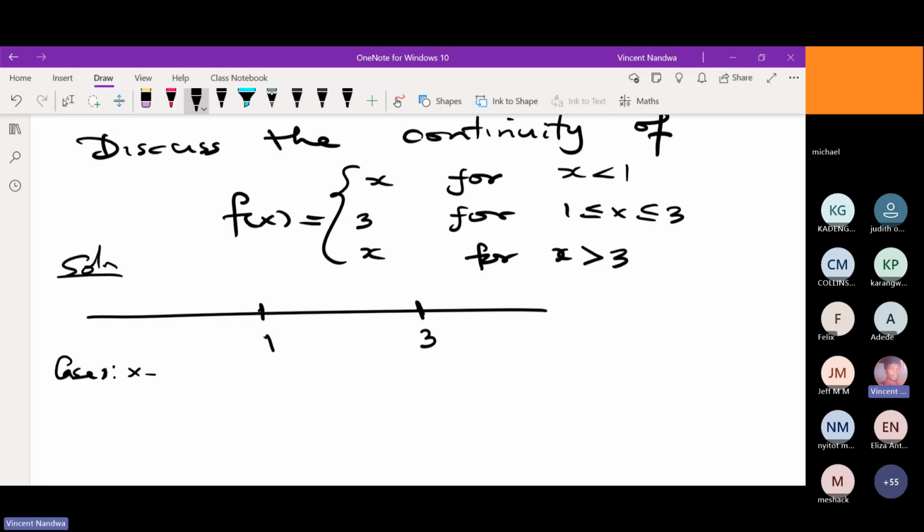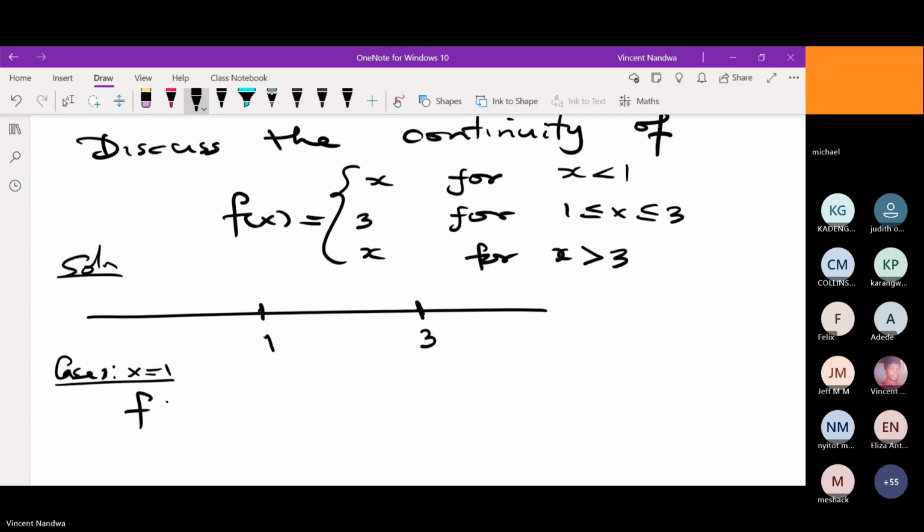x equals 1. There are only 3 things we have to do. Number 1, check the value of the function, whether it is defined at x equals 1. Number 2, find the limit of the function as x approaches 1. And number 3, see whether the two are the same. If all 3 conditions are satisfied, then we conclude that the function is continuous at x equals 1.